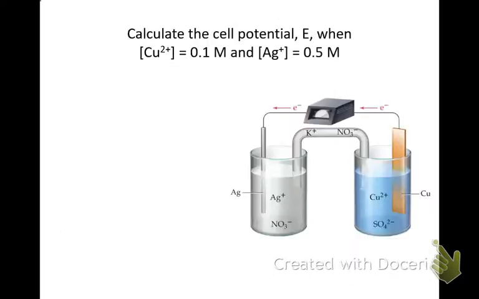Okay, so let's see how that works. Here's our cell again. Let's calculate the cell potential, E, without the little degree sign, when the copper concentration is 0.1 molar and the silver concentration is 0.5 molar. All right, so we need the Nernst equation.